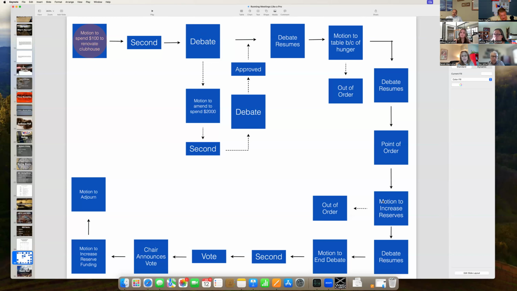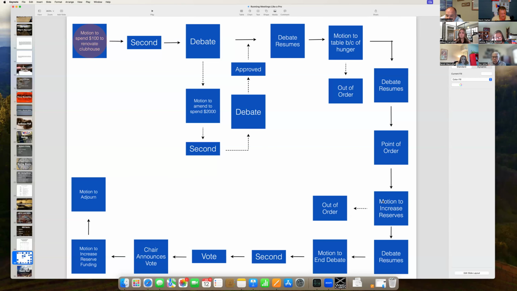Now, again, it's the same thing. Motion, second, debate, discussion. So, a motion is made to end debate. It gets seconded. Now, it goes to the vote. As the chairperson, especially if the discussion has gone on and on for a while, it's always important that you restate what the motion was before everyone votes, because a lot of times, as the debate goes on, people start forgetting what the original motion was. So just always restate the motion before it goes to a vote, okay?